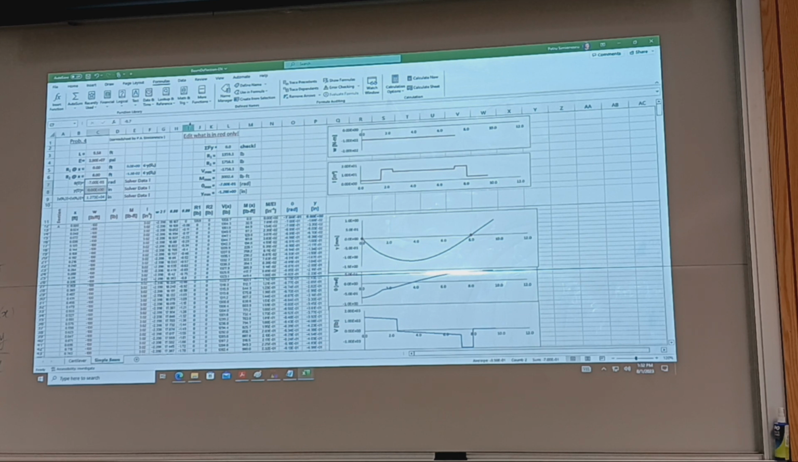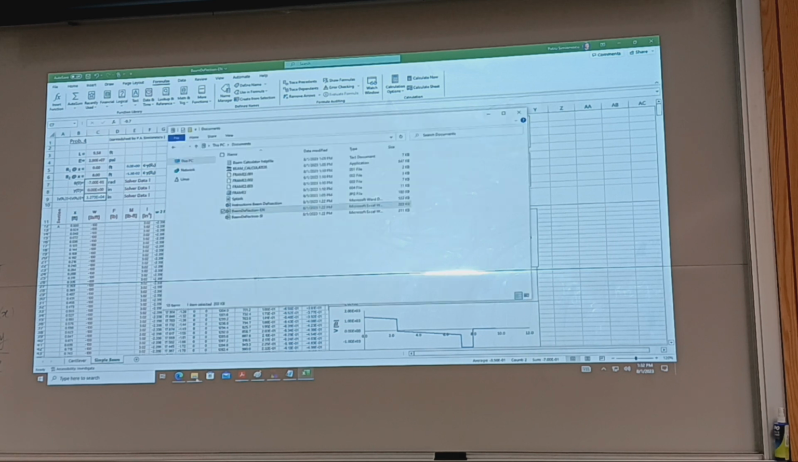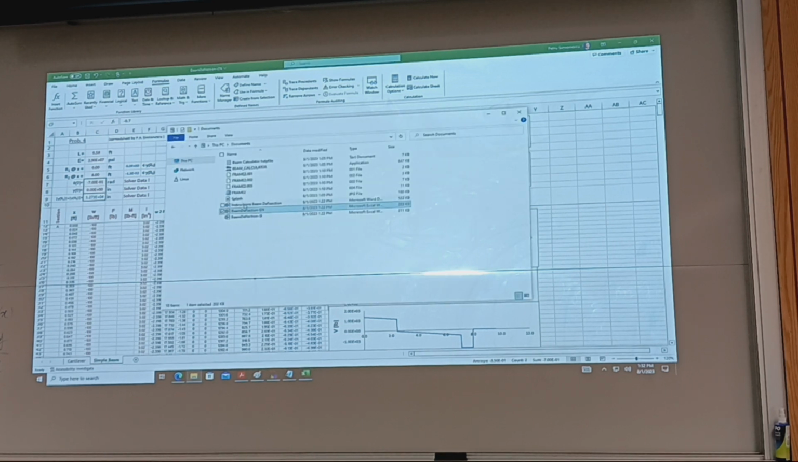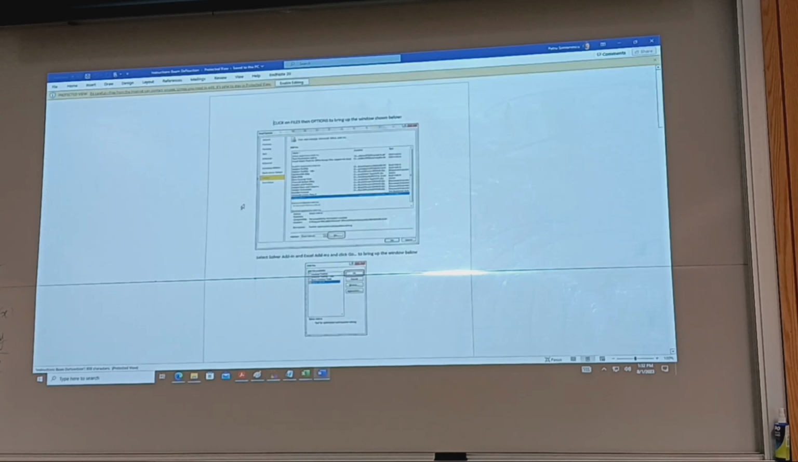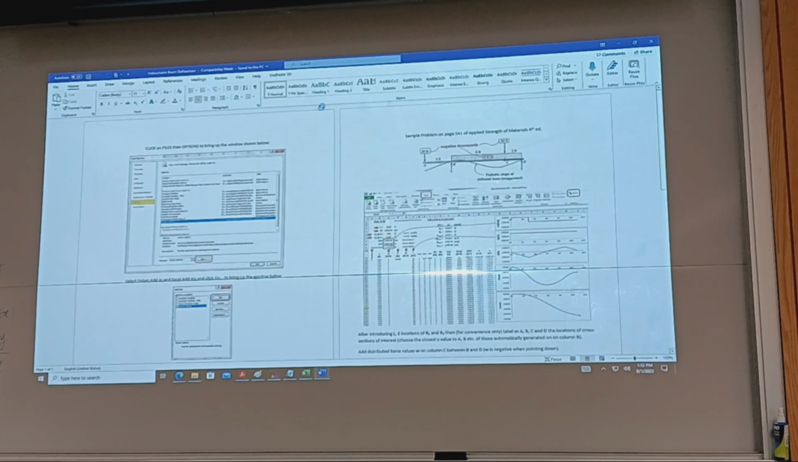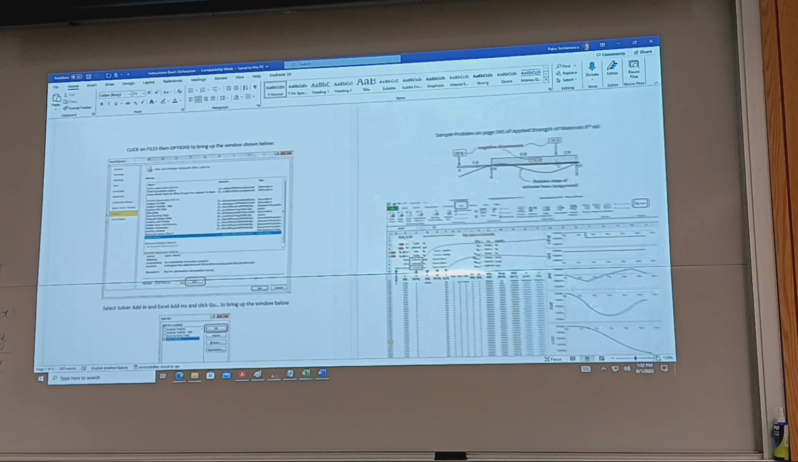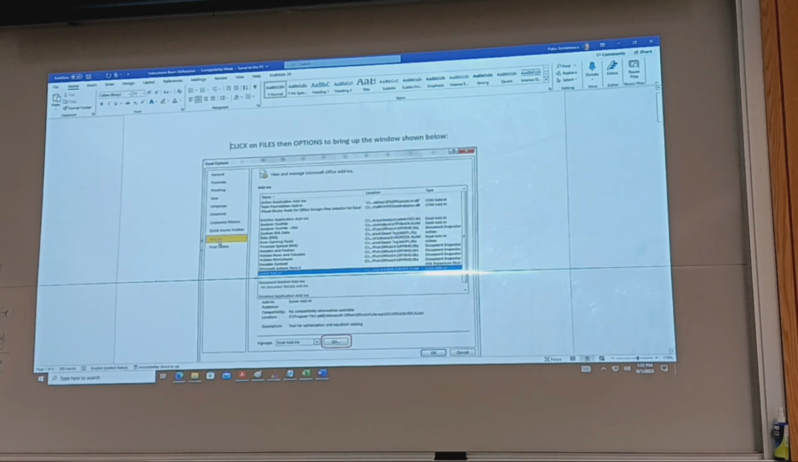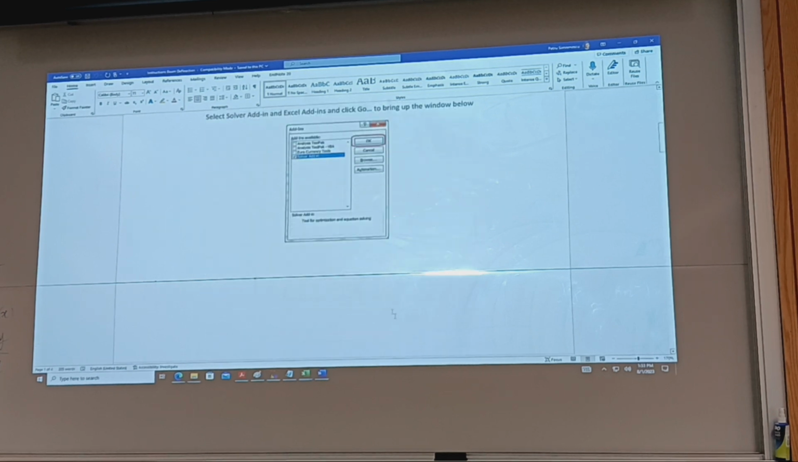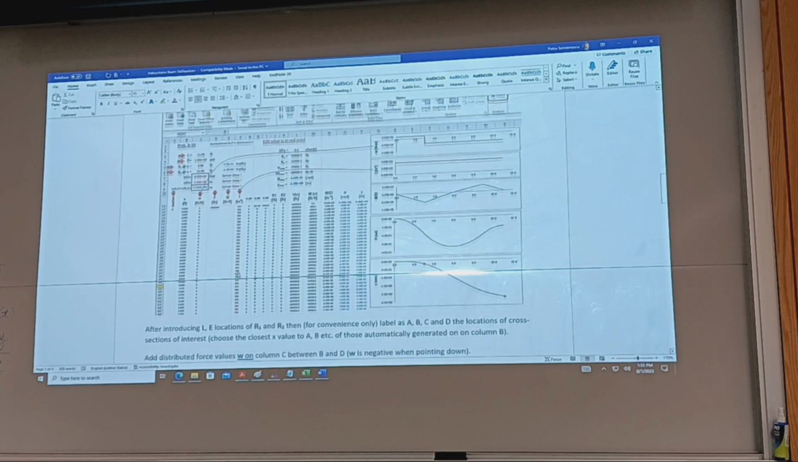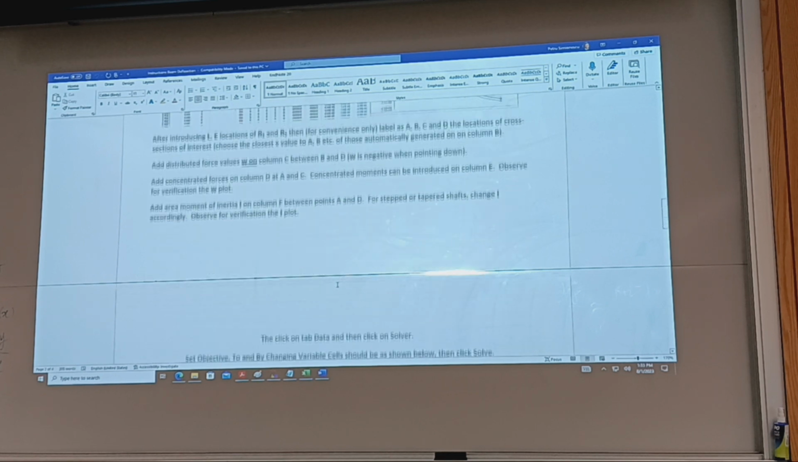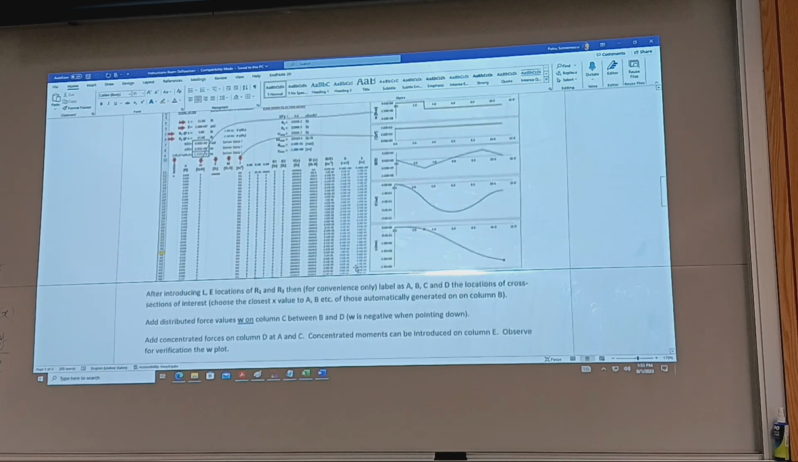So let's see. And it's missing here. I need to upload it. There are the steps explained here. Instruction, beam deflection. So read this. Or you already read that as I was doing my talk. So here it's showing how to add in the solver. All right, solver add-in, and then it tells you how to run the solver.